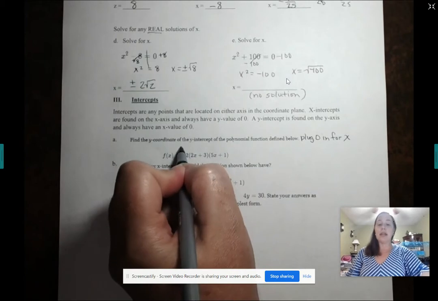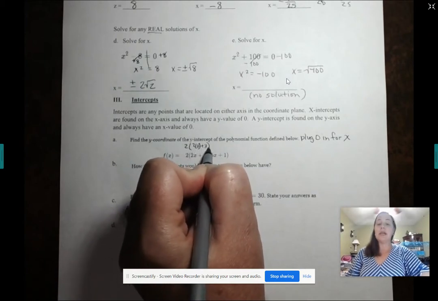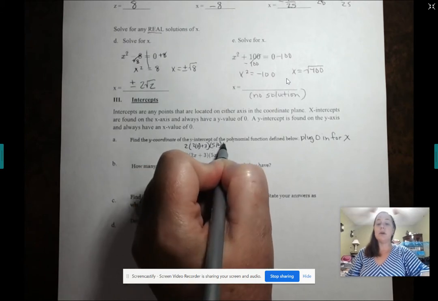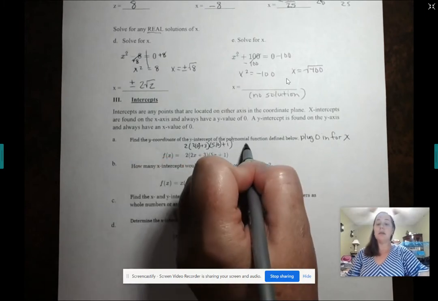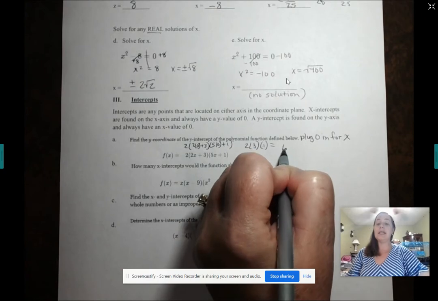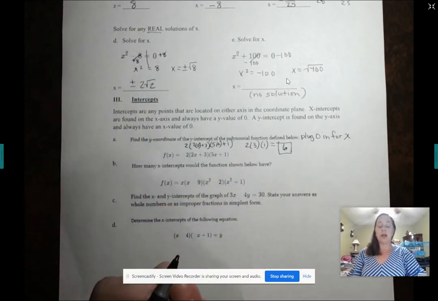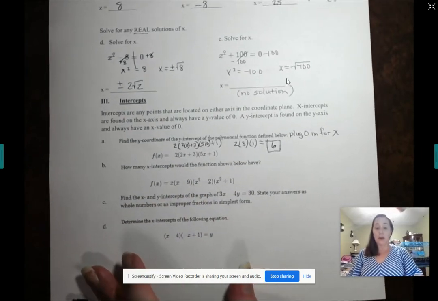And so I will do that here, and that will give me 2 times 0 plus 3 times 5 times 0 plus 1, and that would be 2 times 3 times 1, which would be 6. So if they ask you for the y-coordinate, they just want the y-coordinate. If they ask you for the y-intercept, you need to write it as an ordered pair.